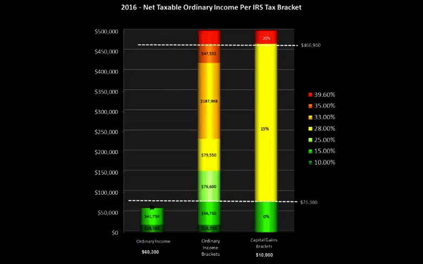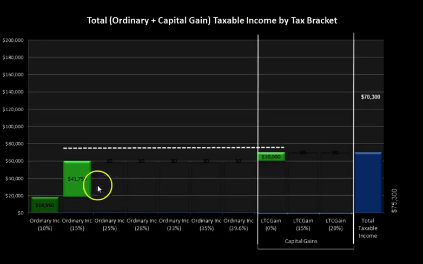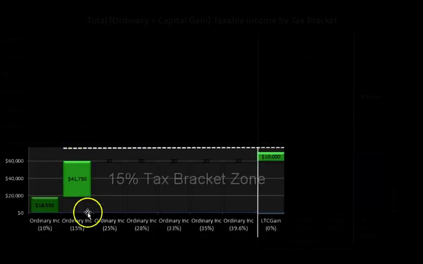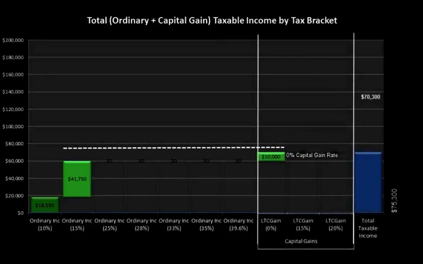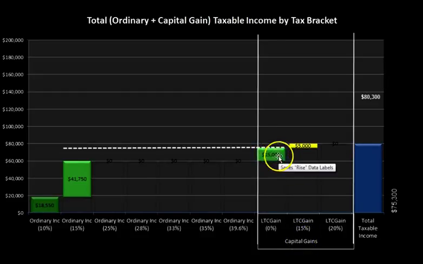So let's look at this another way. This is the same client with $60,000 of ordinary income and $10,000 of capital gain. And because they're still under this dotted line, they're still in the 15% bracket, they can harvest this capital gain at a 0% tax rate. But if this client were to harvest another $10,000 of capital gain, this is what would happen. We would see that they would get $5,000 of it still at the 0% capital gain rate.